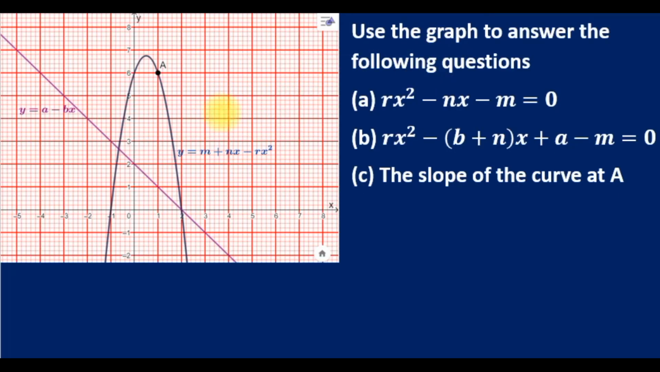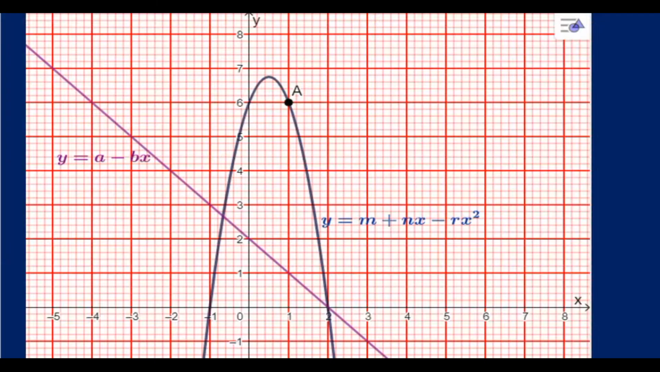The diagram, this graph, and we're asked to use the graph to answer the following question. The first one is rx squared minus nx minus m equal to 0. So the first thing, remember, we are to use this graph. Let me zoom it.